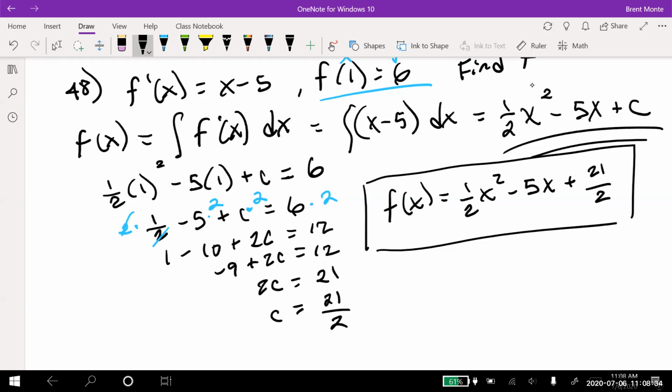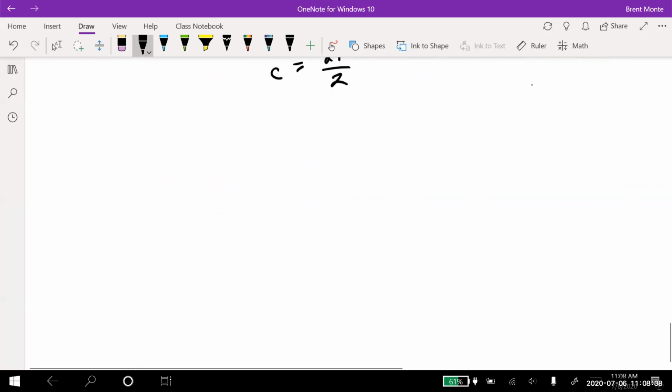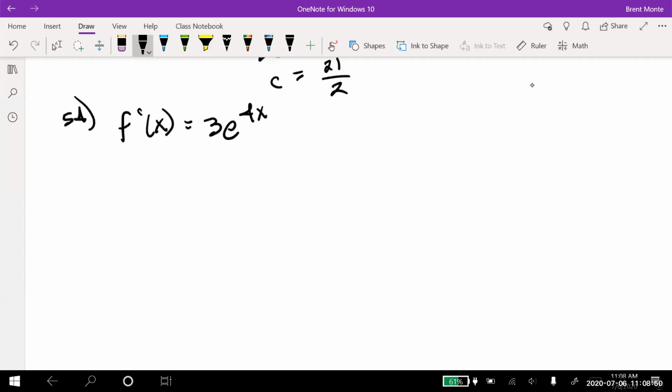Let's do another problem like that, and then we'll do an application with that as well. So let's try another one of these. This is 54. f prime of x is 3e to the 4x. f of 0 is equal to 7/4.